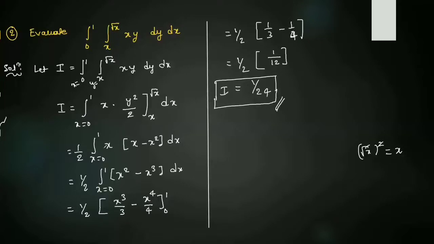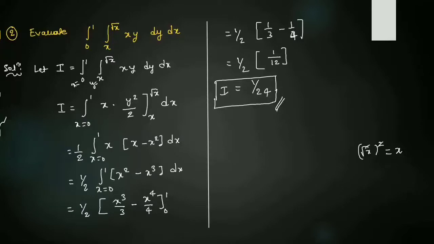Okay, so let me explain. After integration with respect to y, we get y square by 2. In place of y, if you substitute root x, it will become root x the whole square. So square and square root get cancelled, x remains. And in place of y, if I substitute x, it will be x square. Then multiply x into x, x square, x into x square, x cube. Now we have to integrate this with respect to x. The integration of x square will be x cube by 3 and x cube will be x to the power 4 by 4. Now apply the limits here.